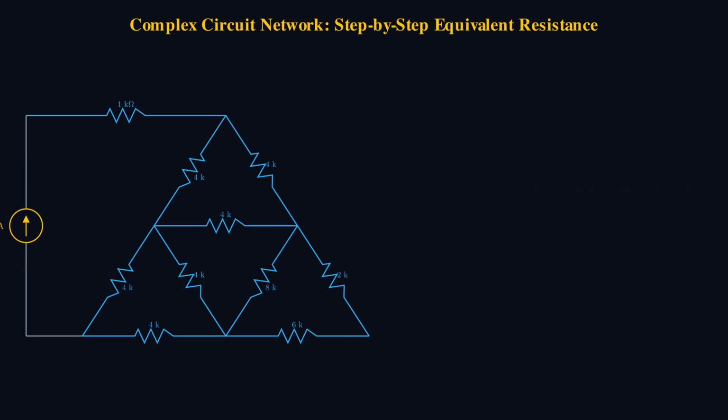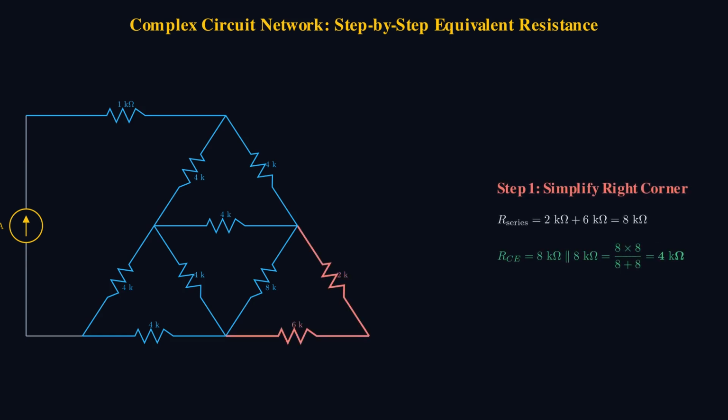First, look at the outer right corner. Node 5 has no other external connections, meaning the 2 kΩ and 6 kΩ resistors are in series, totaling 8 kΩ. This 8 kΩ branch is directly in parallel with the 8 kΩ diagonal resistor between node 3 and node 4. 8 parallel 8 simplifies to exactly 4 kΩ.